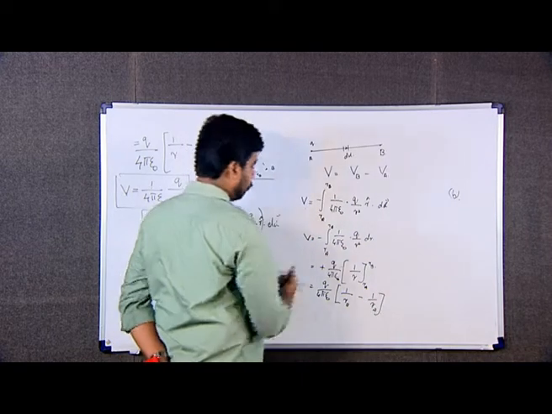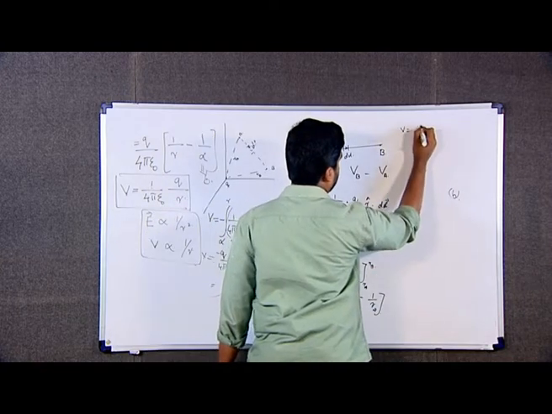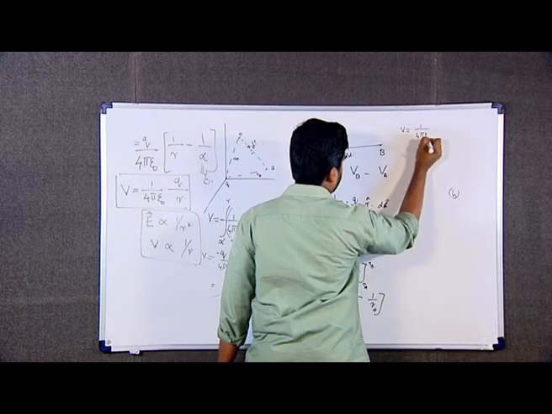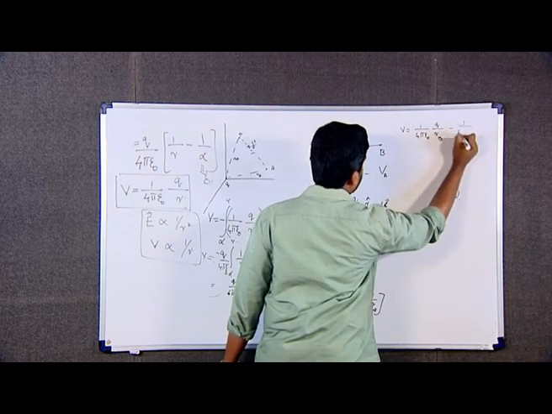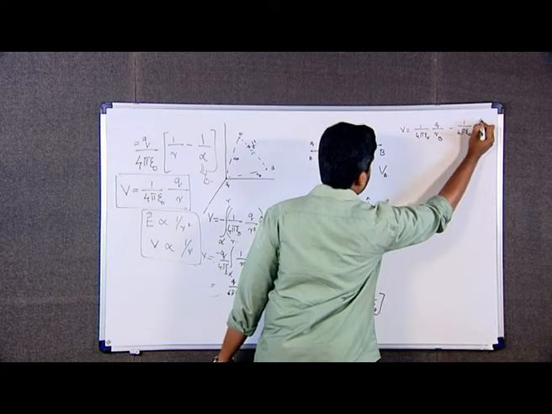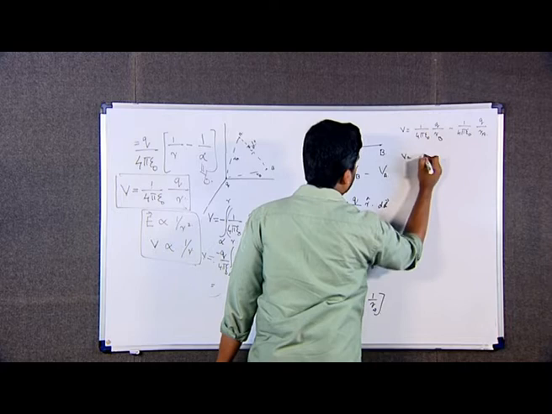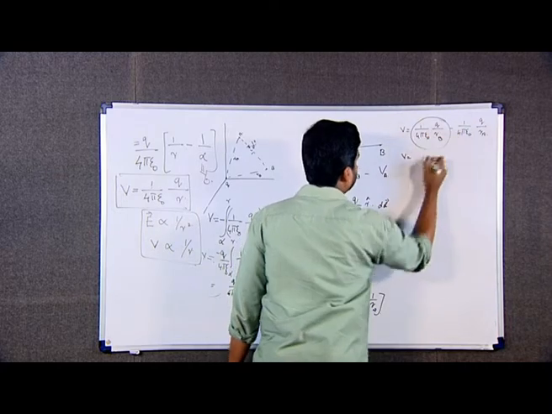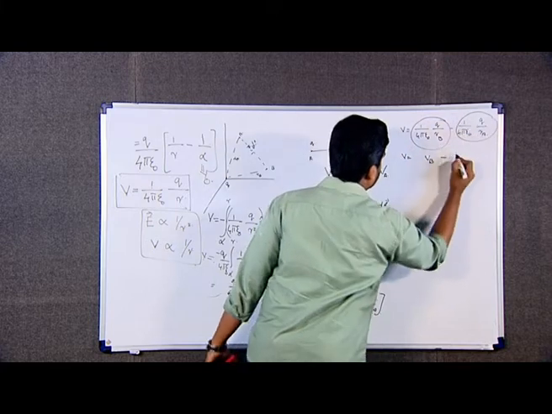If you check this equation, you can see that V is nothing but 1 by 4 pi epsilon 0 Q by Rb minus 1 by 4 pi epsilon 0 Q by Ra. That means V is equal to this, I can call it Vb, and this I can call Va.